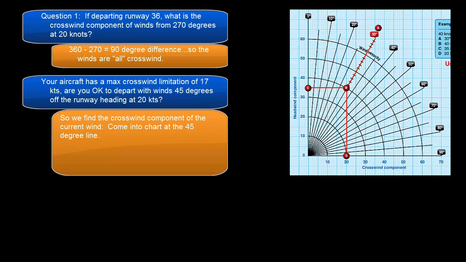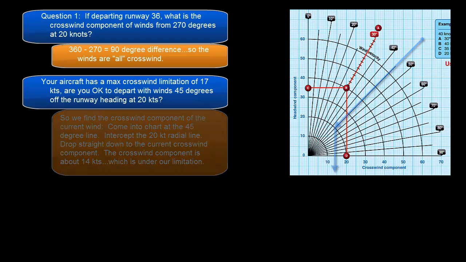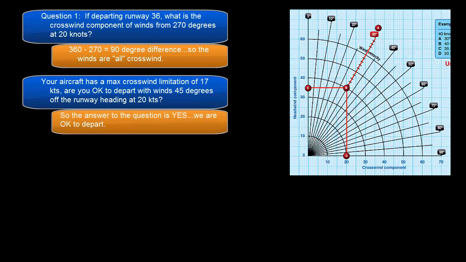So we find the crosswind component of the current wind. We come into the chart at the 45-degree line. And then we intercept the 20-knot radial line. And then we drop straight down from there to the current crosswind component. And the crosswind component comes out to about 14 knots, which is under our limitation. So in this case, we are good to go and okay to depart.